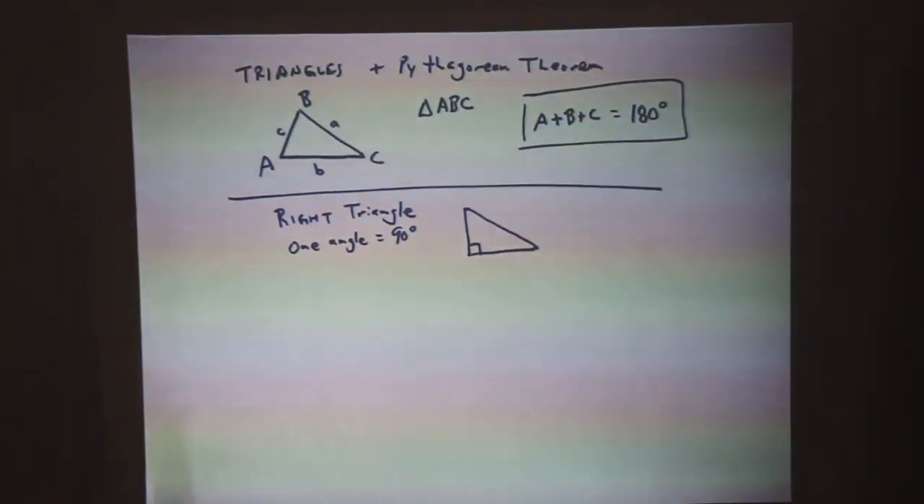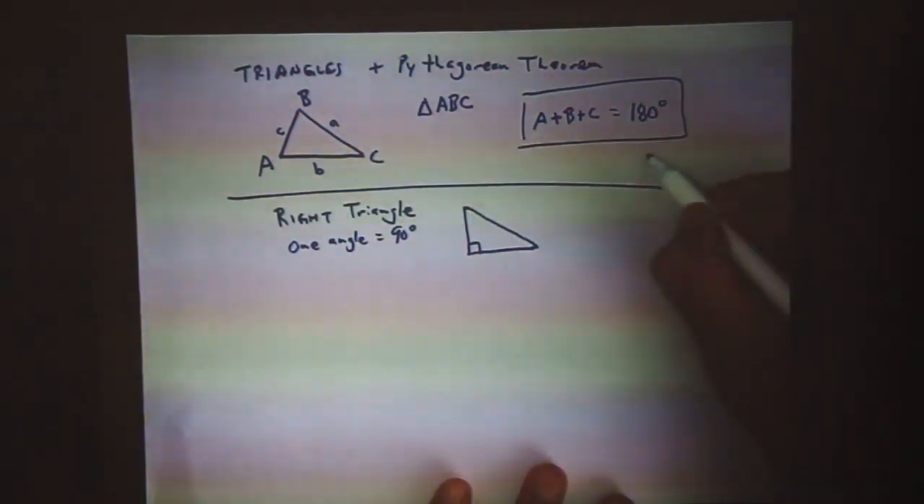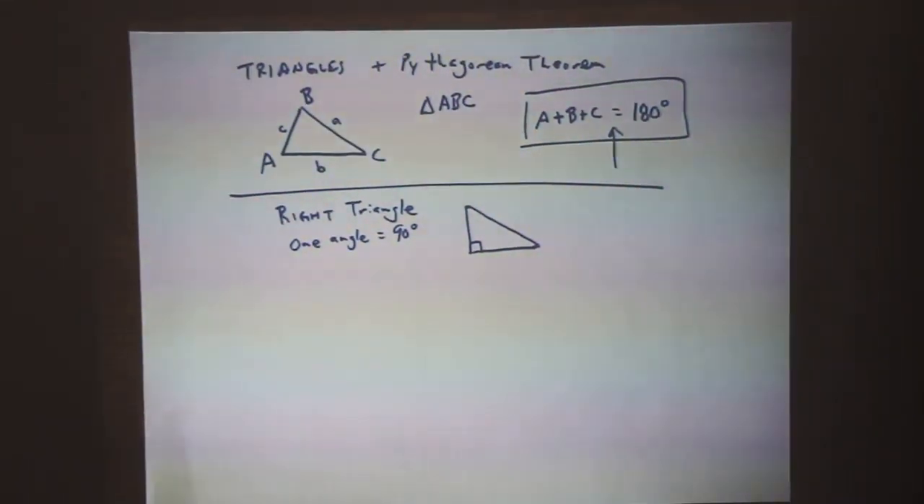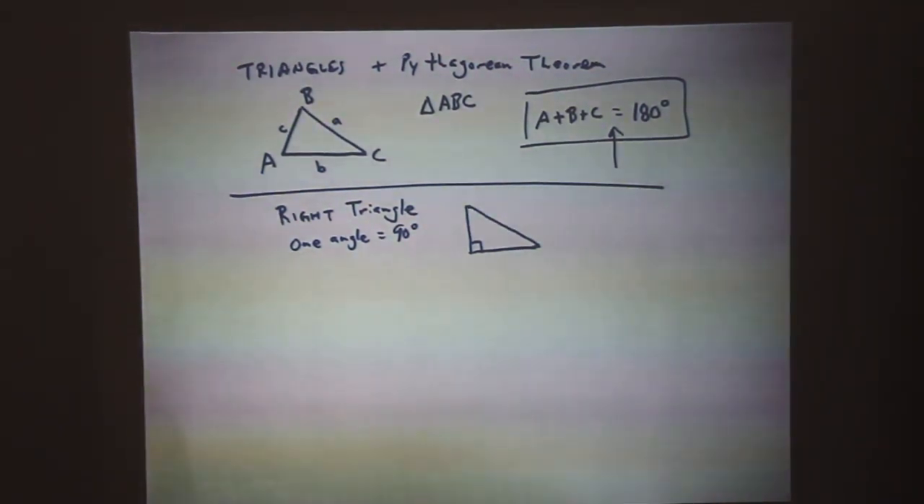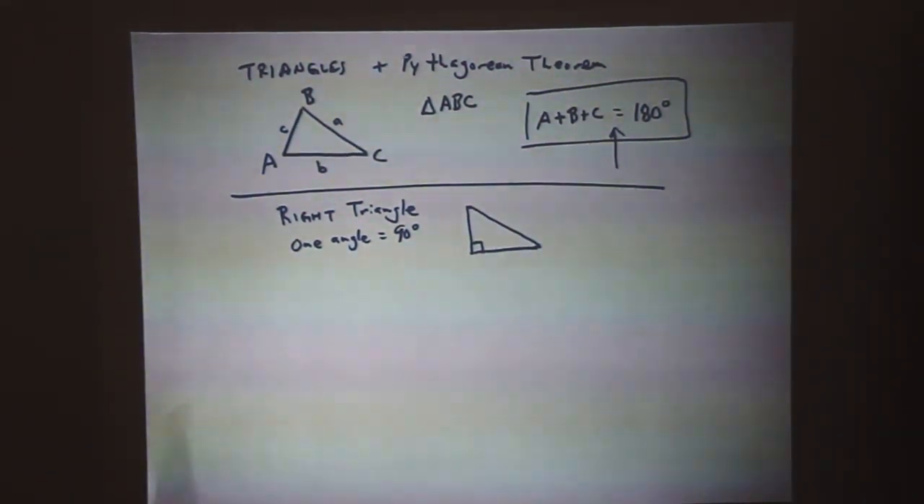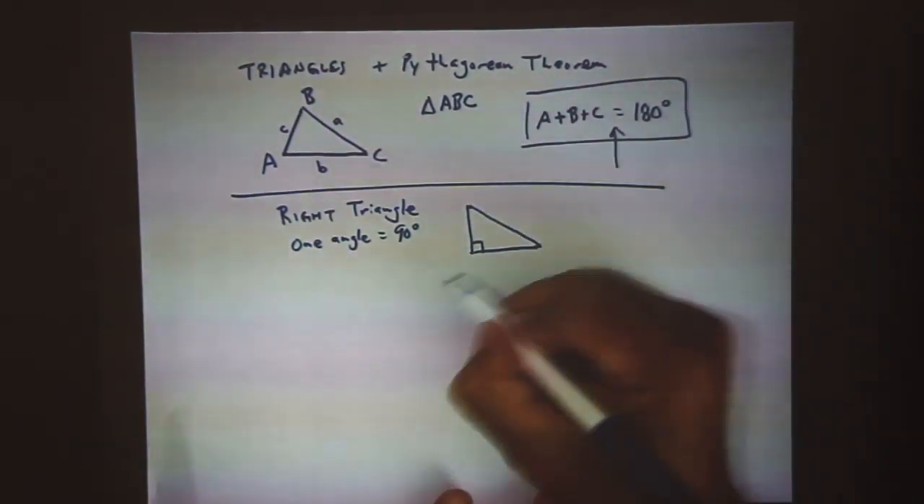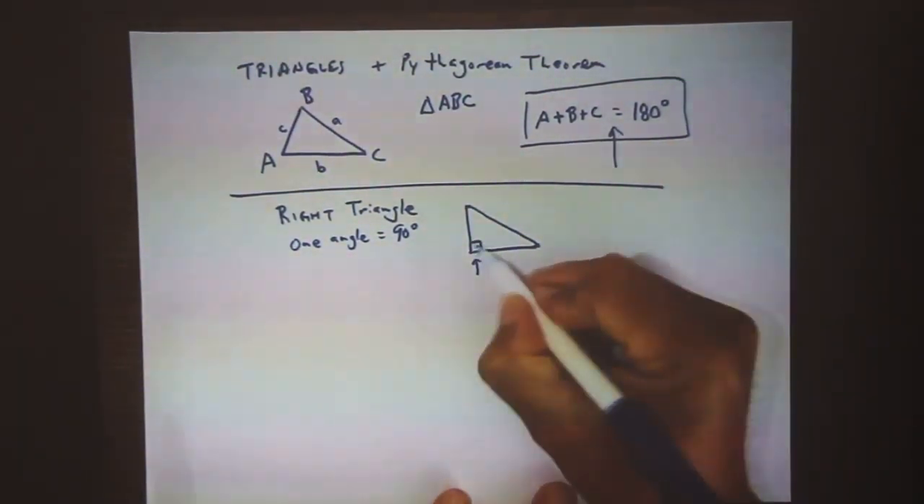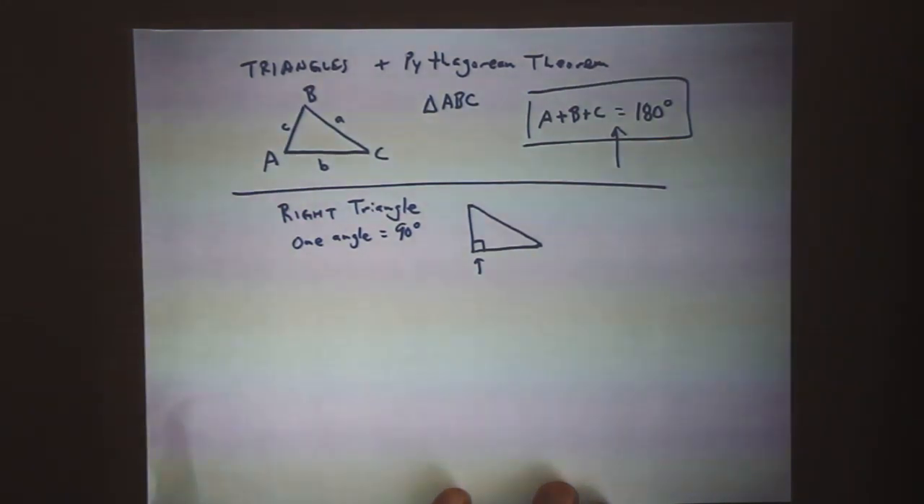You can't have more than one angle be 90 degrees because, again, all three angles in the triangle have to add up to 180. So if you have two of them at 90 degrees, you'd absorb all the 180 degrees and there'd be nothing left for the third angle. So one angle is 90 degrees, and that's usually noted by that little box here. It tells you that that's the right angle.